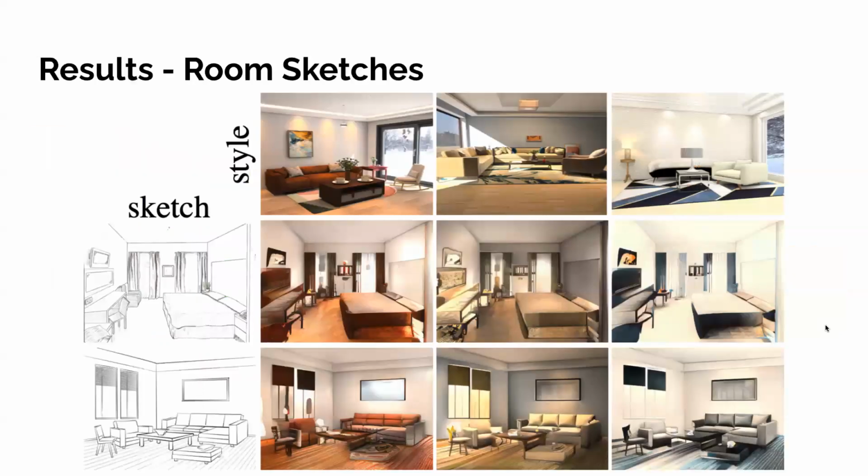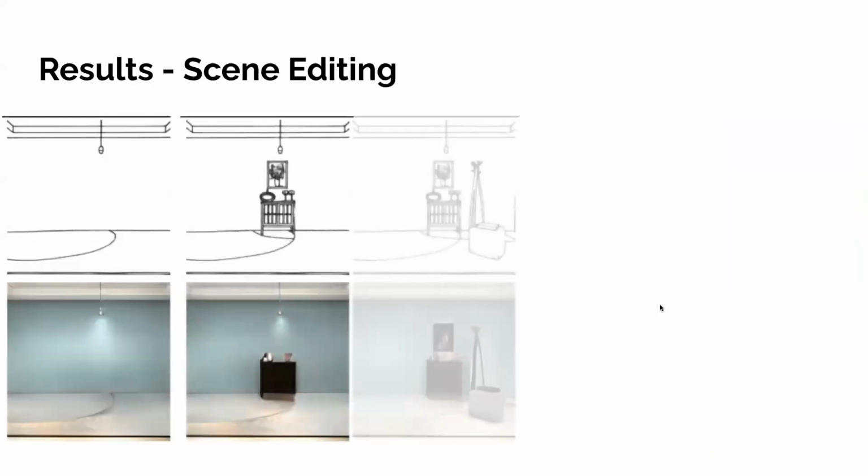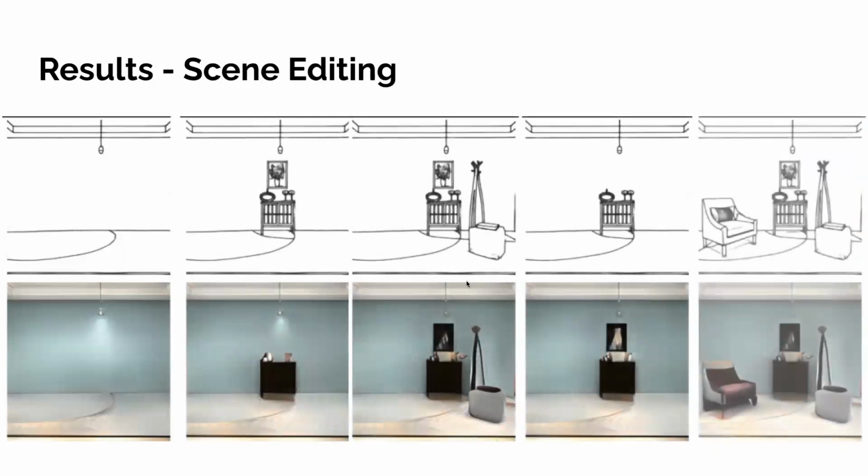So here are some results of the room sketches, church sketches, and the mountain sketches. Specifically for mountain, we show an application where we could interpolate different styles. We could combine the styles from winter and summer, and then gradually go from one to another, or we can go from afternoon to dusk. You can look at more details in the paper. Here is just a result of scene editing. We can gradually add some objects into the sketch and render images gradually.